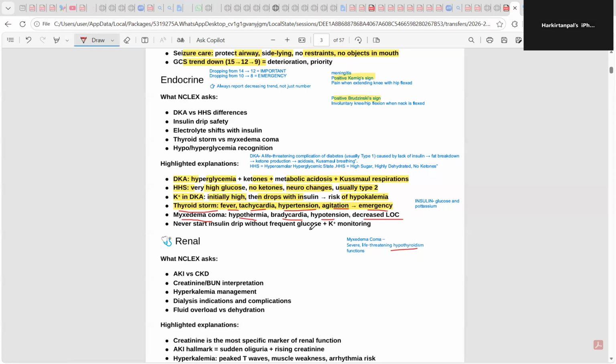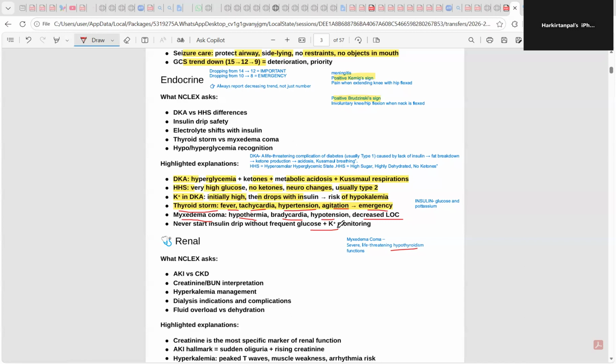And another important point: if a physician has ordered insulin for a patient, before starting insulin, always monitor the glucose as well as the potassium level. Why? Because insulin has a role to remove the potassium and the glucose from the blood into the cells. So we should always monitor for hypoglycemia and hypokalemia.